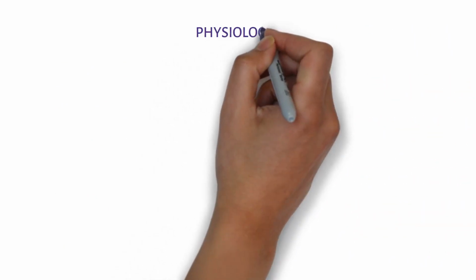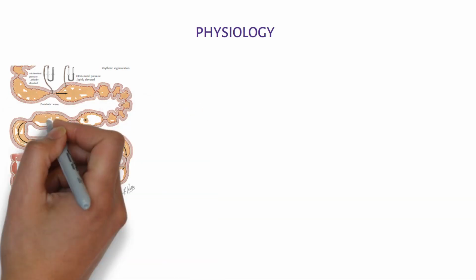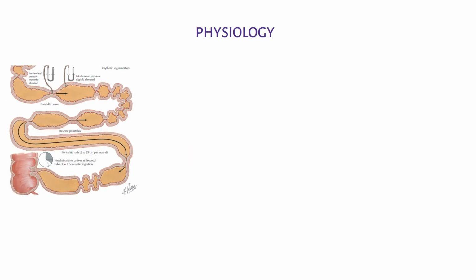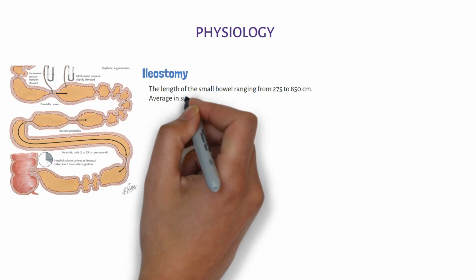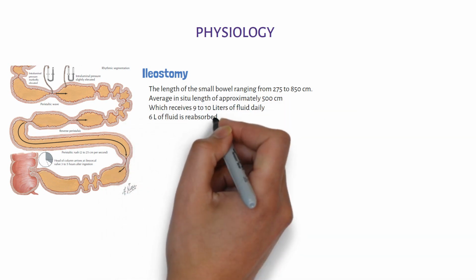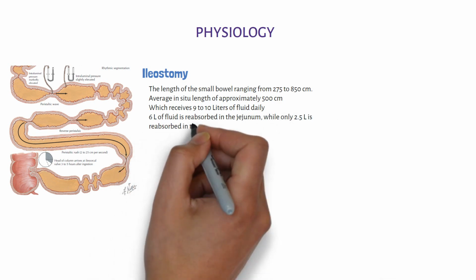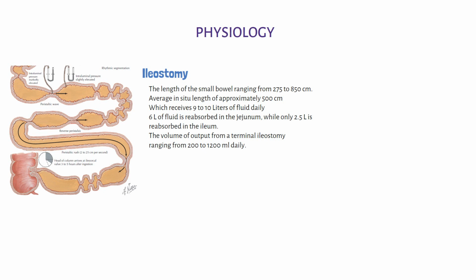Physiology. The function of stomas depends on the level of diversion. Stomas created more proximally in the small intestine, like ileostomy, avoid the absorbing intestinal surface area and can cause nutritional, electrolytic, and fluid imbalances. The length of the small intestine is highly variable, ranging from 275 to 810 centimeters, with an average in situ length of approximately 500 centimeters, which receives 9 to 10 liters of fluid daily from proximal gastrointestinal sources.